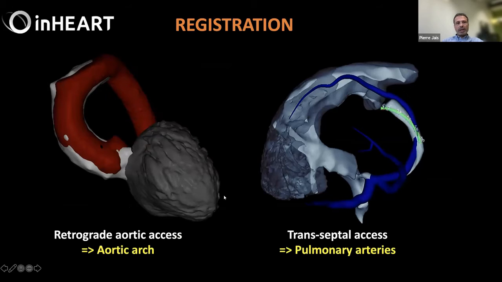So in red, you have the aortic arch as defined by your CT scan or your MRI. And in light gray is the same aortic arch that has been fast mapped with the ablation catheter. This is on a Carto platform, so it's a catheter that is equipped with a magnetic sensor, and we're not using any multi-electrode catheter for that, just the ablation catheter.